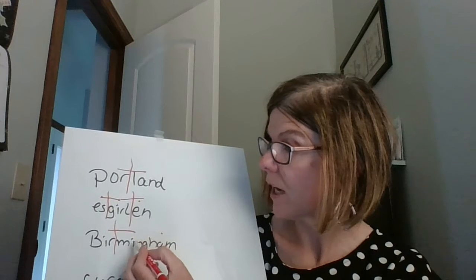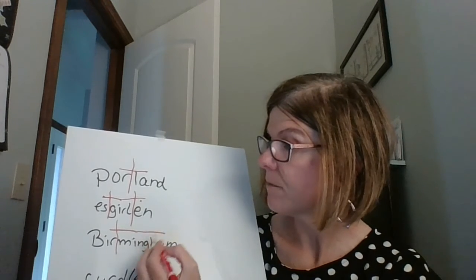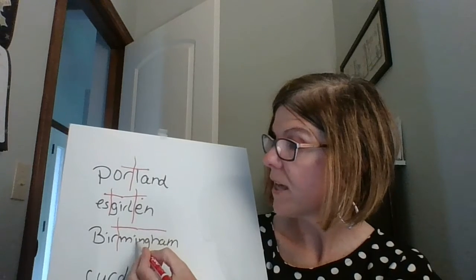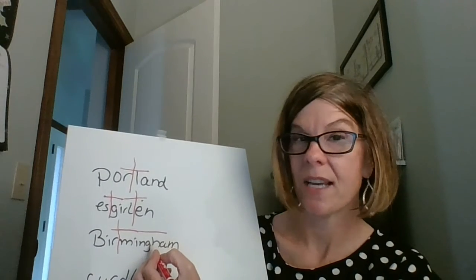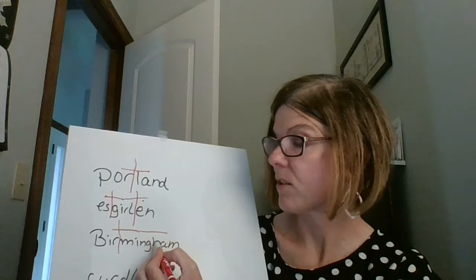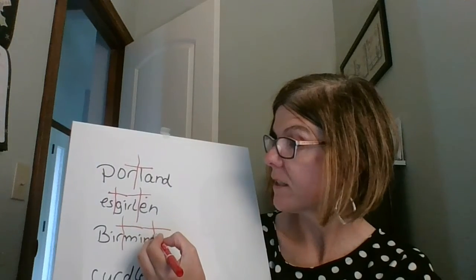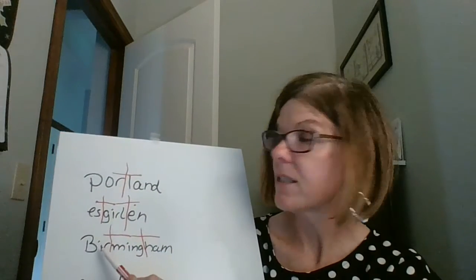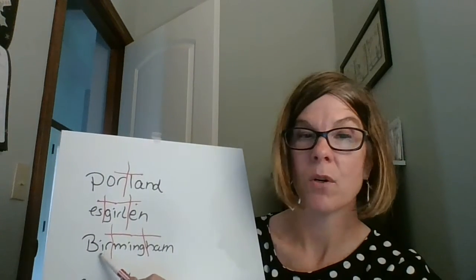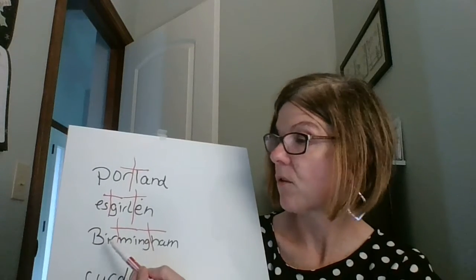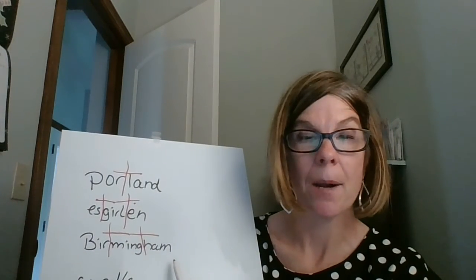Now, I'm going to draw a line between my I and my A. And I'm looking here at my three vowels. And I know that ing always goes together. And I know I don't have a word that starts with any combination of these three consonants. So I'm going to divide it right here. And so this word would be Birmingham. Three syllables pushed together that would say Birmingham.